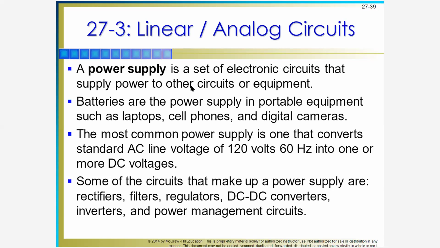Some of the circuits that make up a power supply are its composition. What are the composition or parts of a power supply? We have, as I said before, a rectifier to convert AC to DC, then a filter to make the voltage smaller. Then it will filter or remove some ripple or some problem in circuits. Then it will be regulated to make 5 volts. Okay. Then DC to DC converter, inverter.